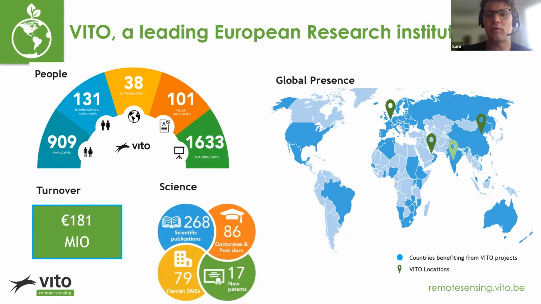So who is Vito? We're a leading European research institute. So we're based in Belgium and have around 1,000 employees. And we primarily work on bridging the gap between industry and academia, and particularly in terms of providing technology that builds towards sustainable futures in different fields. And so obviously our head office is in Belgium. We also have offices across Asia and the Middle East and work with various partners around the world.